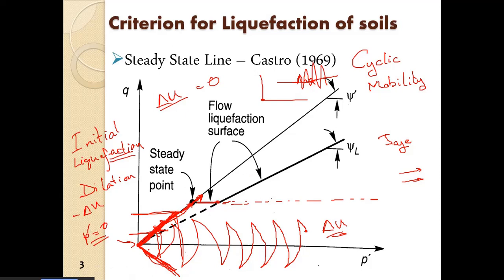Now if, from this state, we apply monotonic shearing, so instead of dynamic load, instead of this oscillating load, we apply a constantly increasing shear stress, what will happen is that the stress state will move along this failure surface, and it will come to this steady state, and there will ultimately be dilative behavior again. So pore pressure will again become negative. So there will be an increase in the effective stress, as we see.